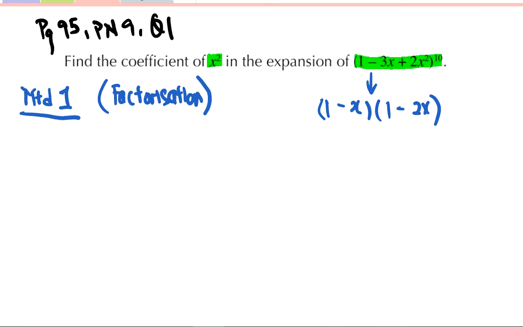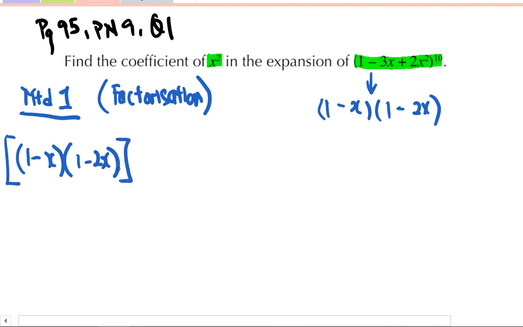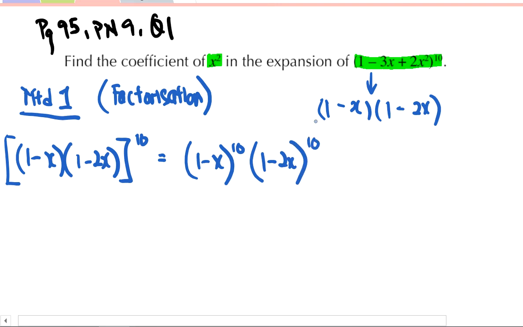This means to say I can write it as the whole term to the power of 10. But if I apply the power 10 to each of the brackets, it can be written this way. To be very careful, I want the coefficient of x squared.